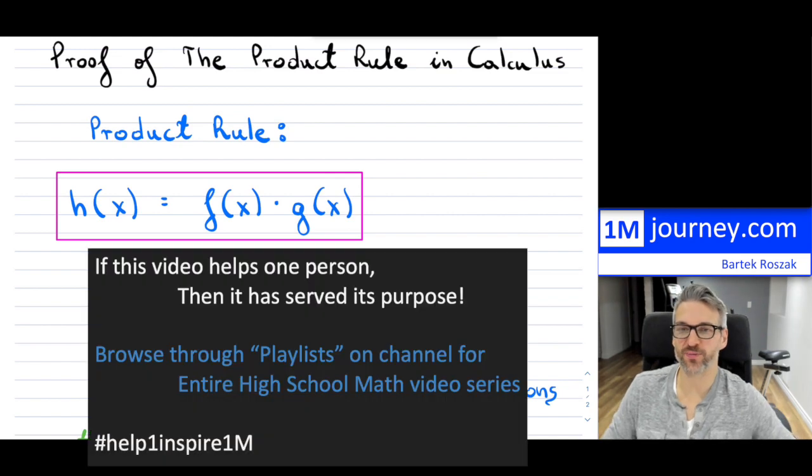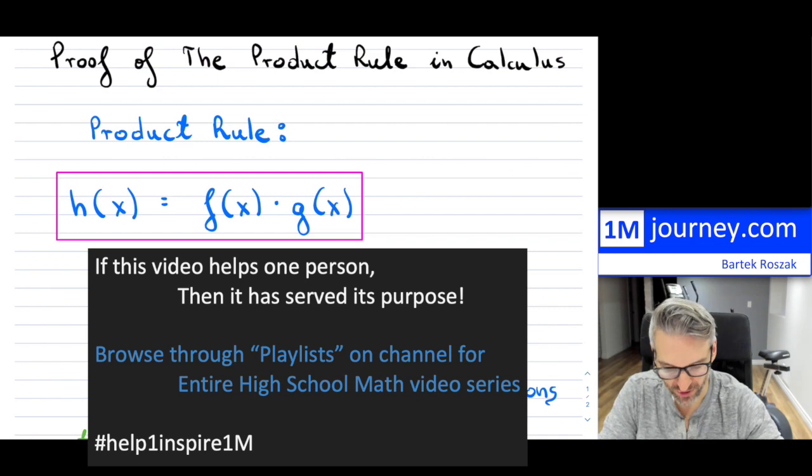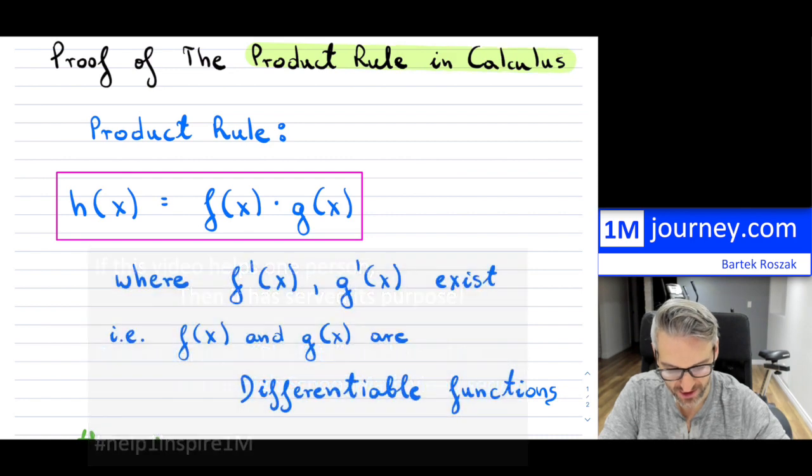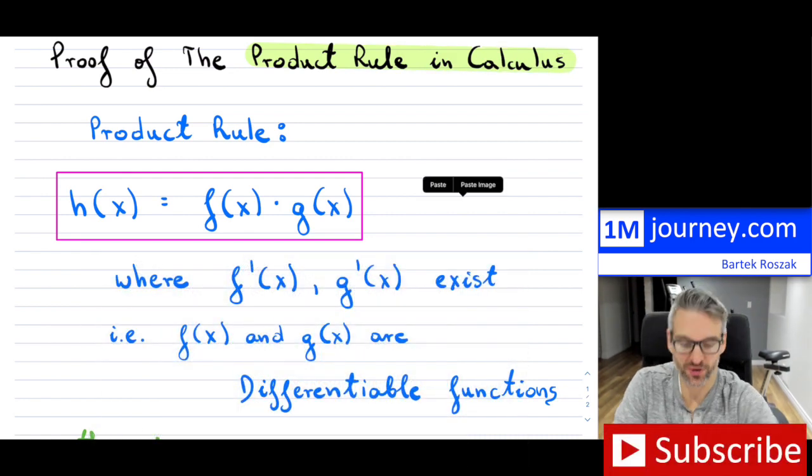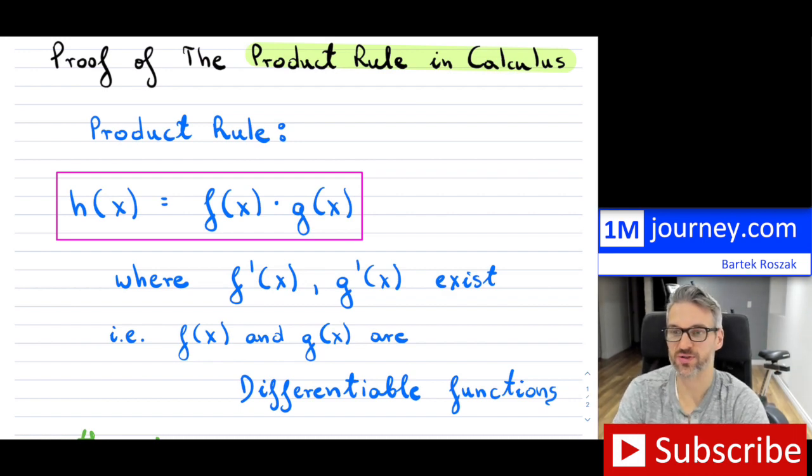Welcome to this video. I'm going to try to prove for you the product rule in calculus. At some point, hopefully in grade 12 when you're taking calculus, your teachers are going to be showing you this, and if they don't, I think it's a mistake. I think it's worthwhile to understand where the product rule comes from.